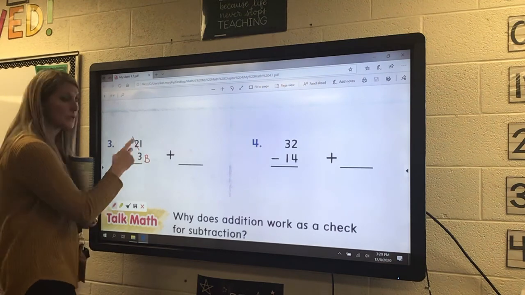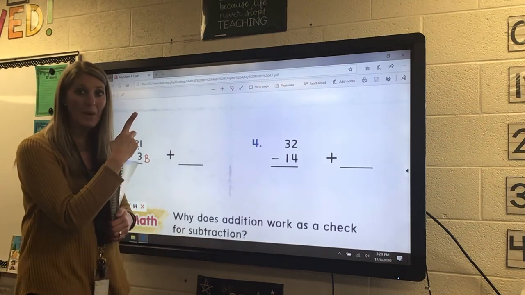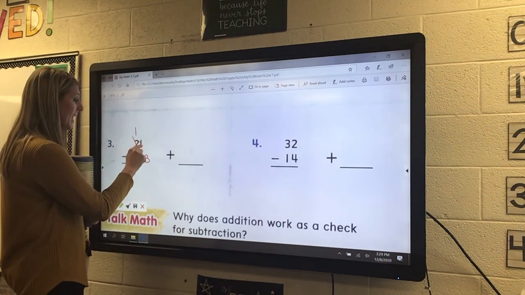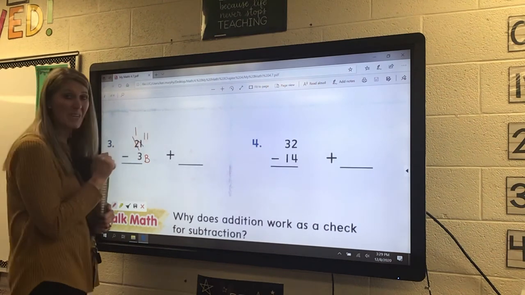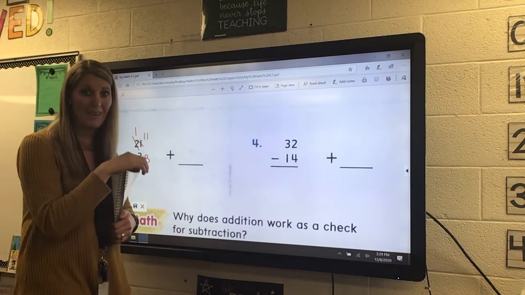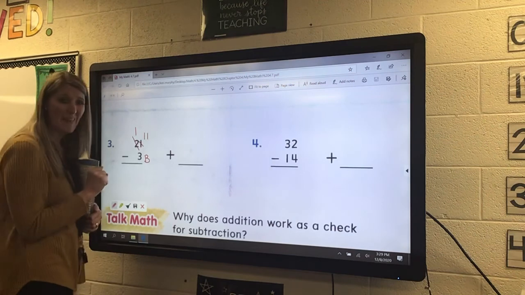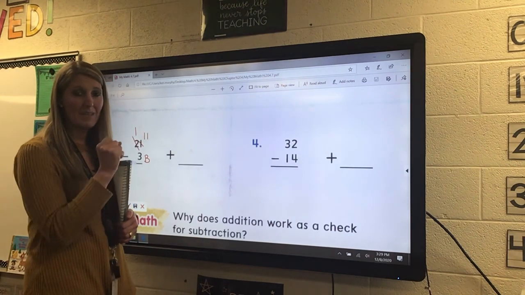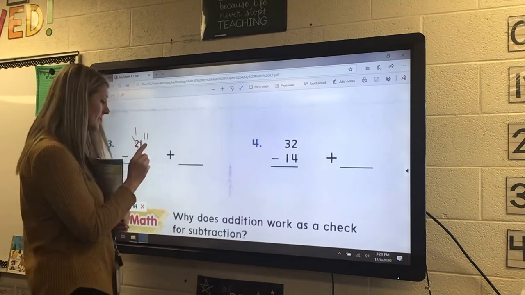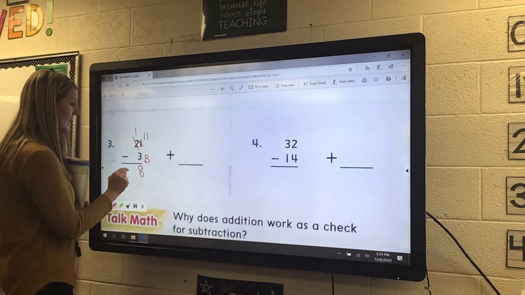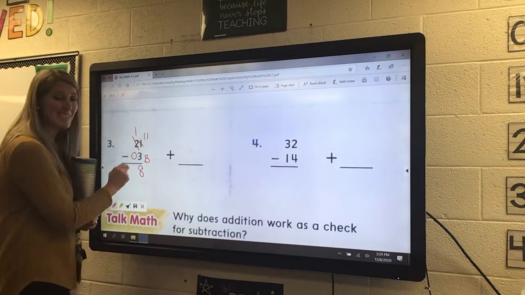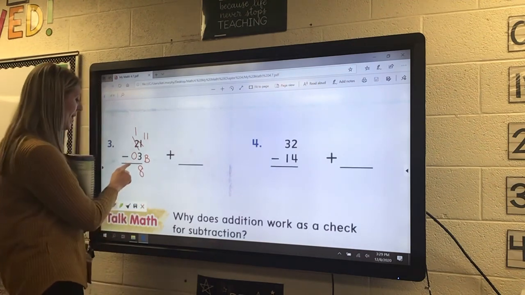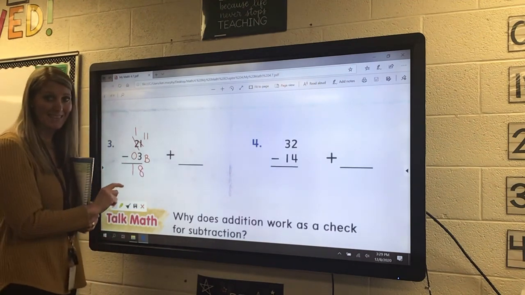I'm going to go up to this 2. I'm going to take 1 away, and it is 1. And I'm going to add 10 to this over here. So 1 plus 10 more would be 10, 11. Now 11 minus 3. So I'm going to say 11 and count back 3. 11, 10, 9, 8. And 1 minus 0. There's nothing there. So that's 1. So my difference is 18.